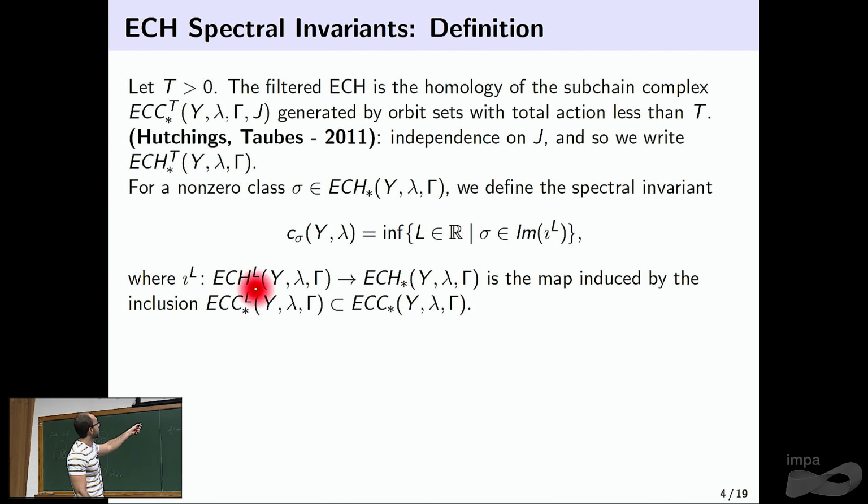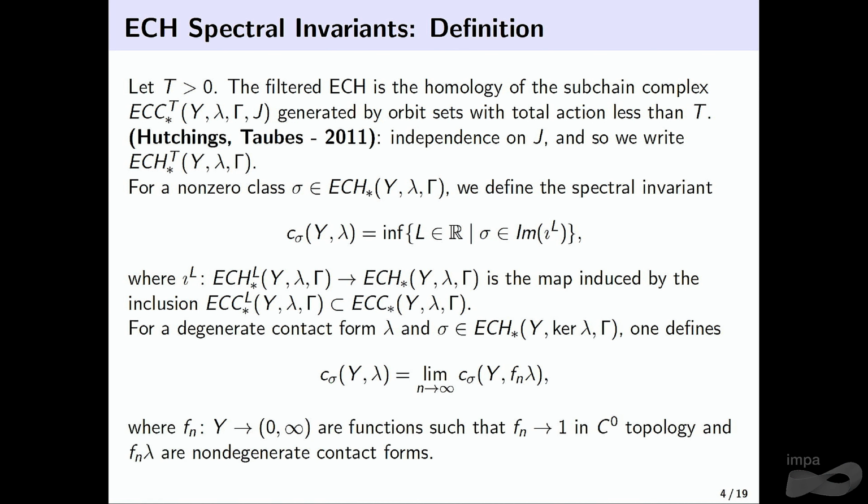For each L, you have this inclusion map, and then the induced map in homology. Roughly speaking, it's just as I described. For a non-degenerate contact form, you just look at how much action you need to find a representative for this class. And then for a degenerate contact form, you don't have the chain complex well defined, but you can approximate it with a non-degenerate contact form, which is also sometimes called bumpy. And the limit is well defined in the C0 topology.